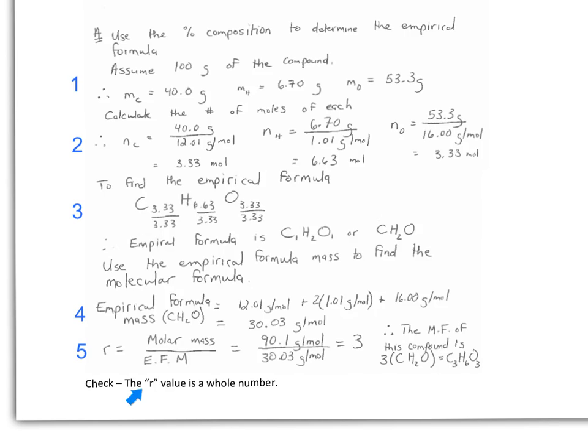There are a couple of ways to check our answer here. The R value every time should be a whole number, right? You should always have a whole number of empirical formula units in your molecular formula. The other way to check your answer is to find the molar mass of C3H6O3, and it should be 90.1 grams per mole.